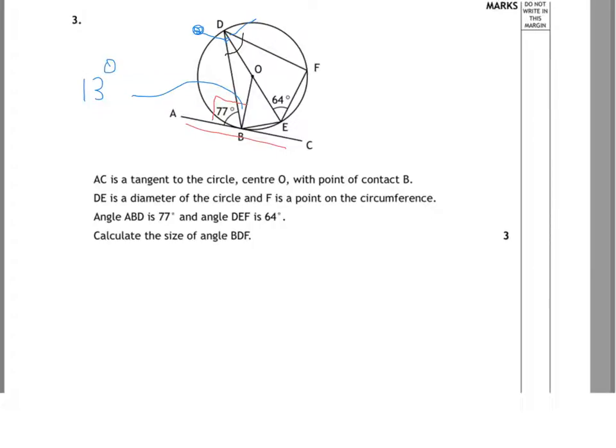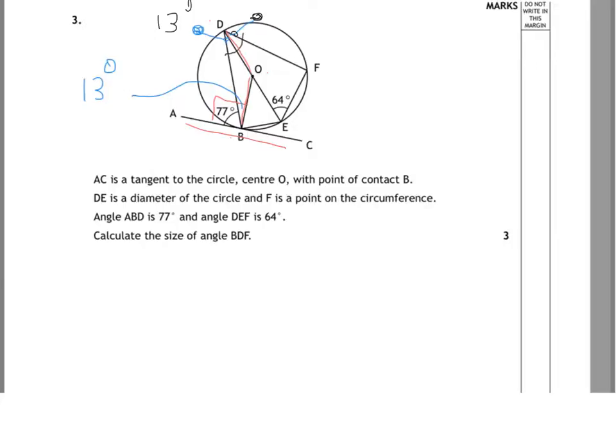Now, what you can also spot is that this line is a radius, and so is that line a radius, which means the triangle DOB, that is definitely an isosceles triangle. So that's a radius, and that's a radius. Now, for isosceles triangles, we know that there's two equal sides and two equal angles. So if this small angle in here is 13 degrees, that small angle in there must also be 13 degrees. Now I'm going to try and find out this angle.